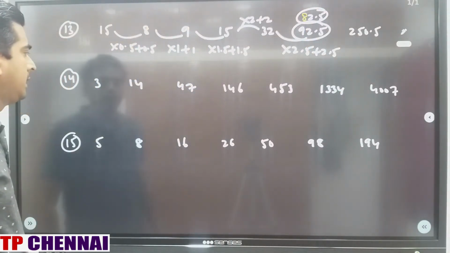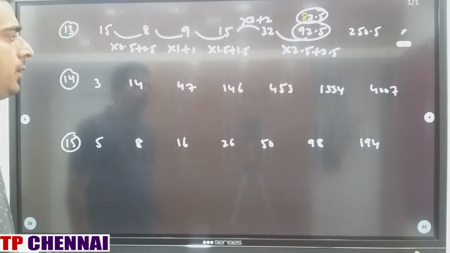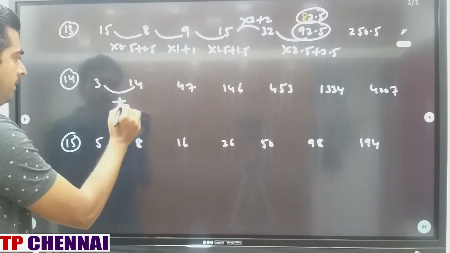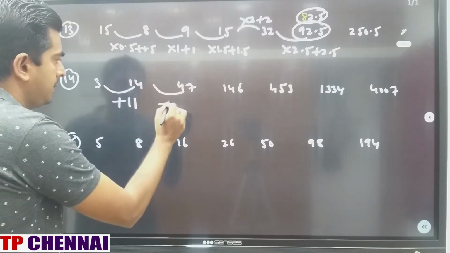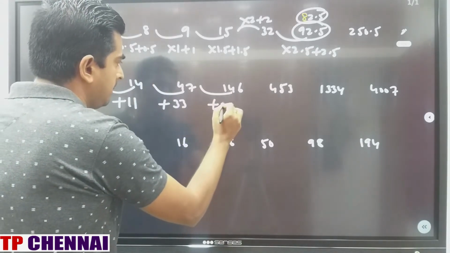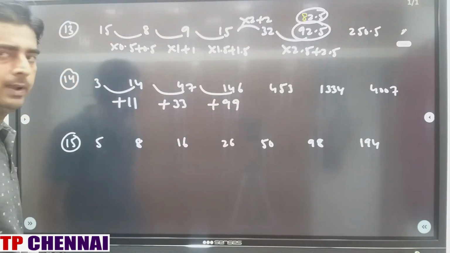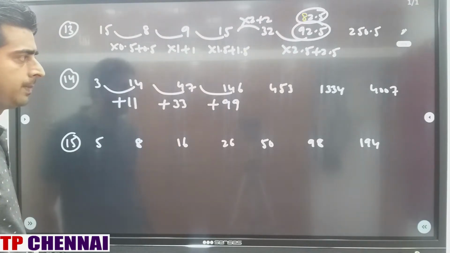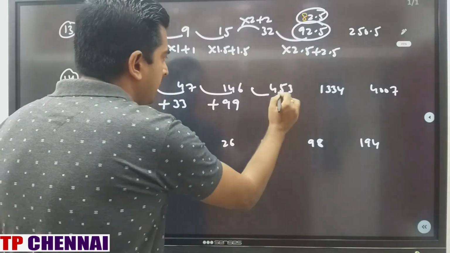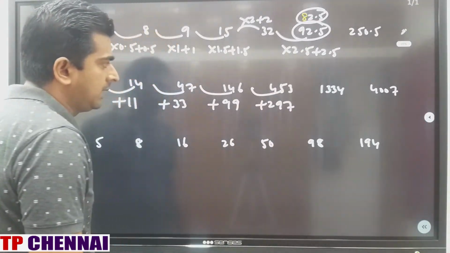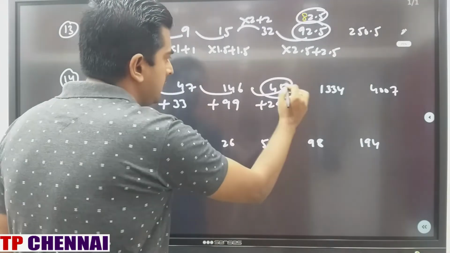Next one, 3, 14, 47, 146, 453, 1334, 4007. Here how much gap is there? Plus 11. Here how much gap is there? Plus 33. Here how much gap is there? Plus 99. So we can identify the pattern. 11 3 times, 3 times, 3 times. What is 99 into 3? 297. When you add 297, it should be 443.